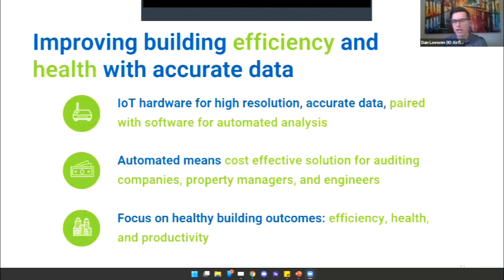So just to recap, automation, we think, is the key to providing accurate, relevant data to improve building efficiency and health. We use non-permanent sensors that can be placed immediately within the occupied zone for 1 month and beyond. The analysis is automated for a cost-effective solution, and the output is customizable and automated. The focus is on healthy building outcomes for efficiency, of course, but also for health and productivity.